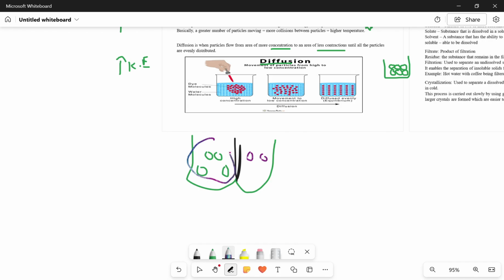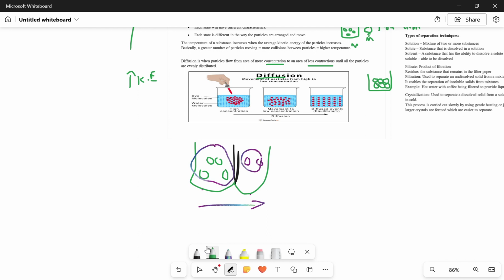So, area of high concentration to an area of low concentration. Hypotonic, area of high concentration, hypertonic, go in this way. Now what happens is you have one, two, three here, and then you have one, two, and one from there, and it is isotonic now because it's balanced. So it moves along the concentration gradient.